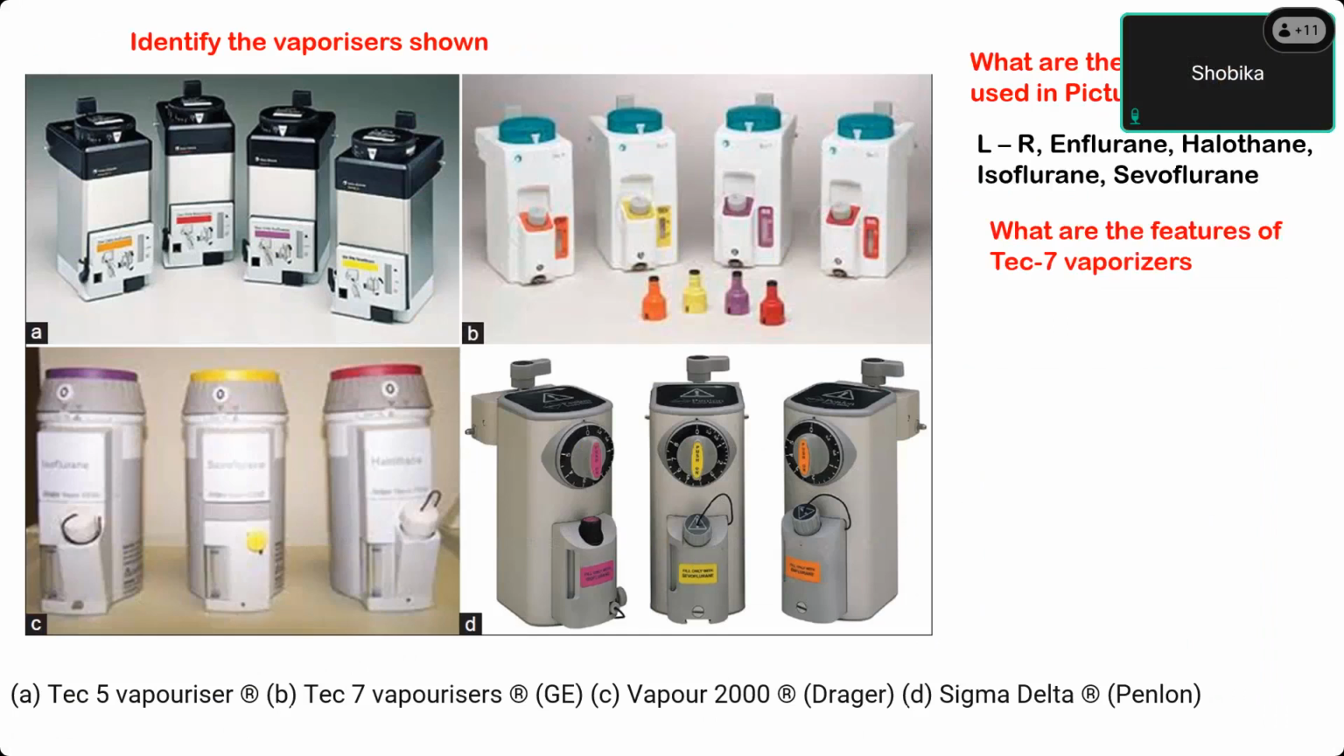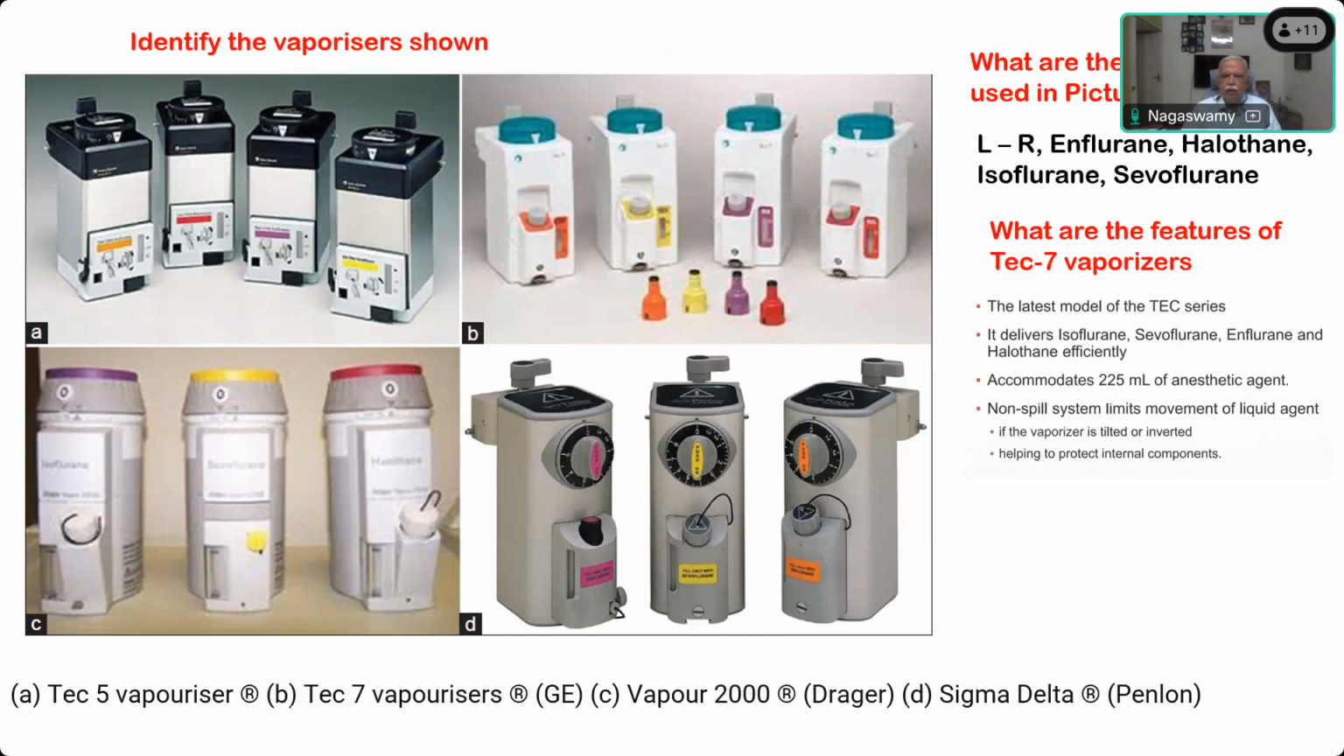So what are the features of the Tec 7 vaporizer, which is the more recent introduction? It is electrically driven, measured flow, injection type of vaporizer. All Tec 7 vaporizers are like that. Tec 6 is what you are talking about: electrically driven with a measured flow for desflurane. That is Tec 6, not Tec 7. You don't find desflurane here at all. You find again halothane for red, yellow, purple.